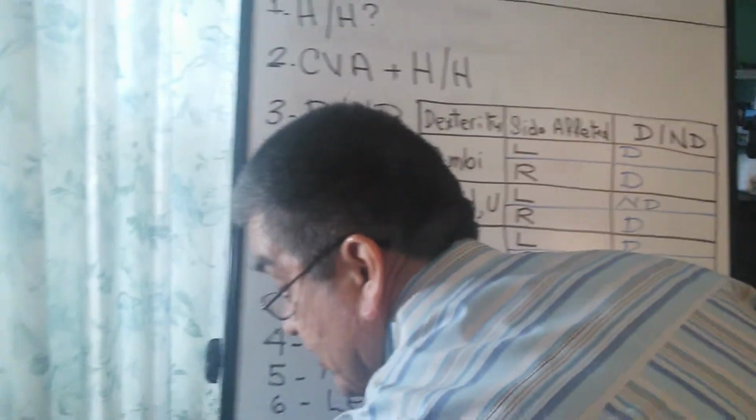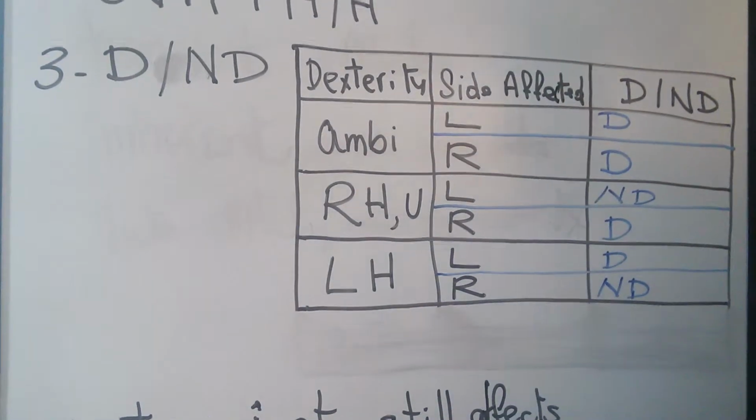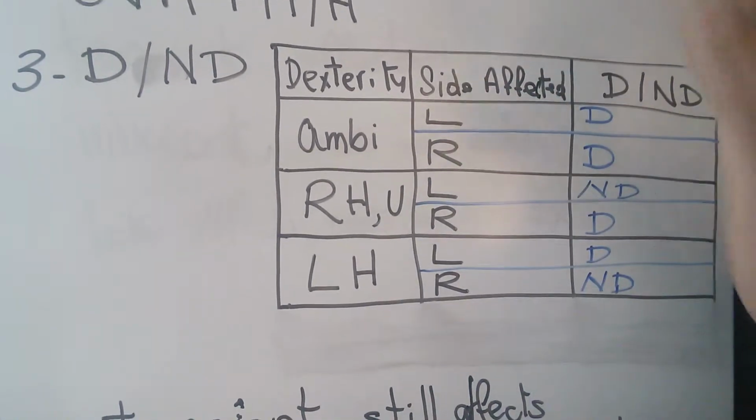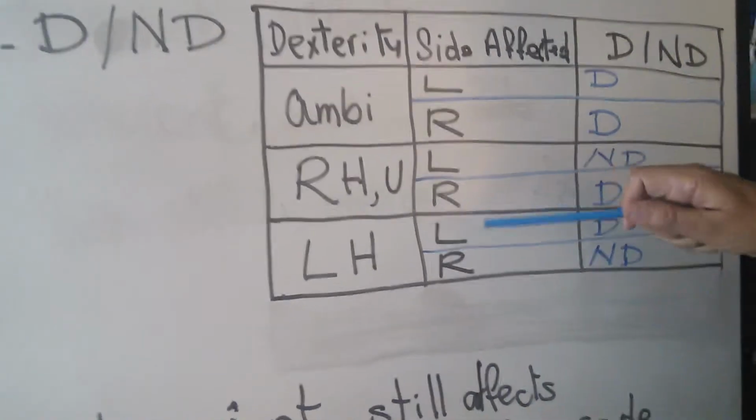This is the dexterity. Now, the side affected means what side do you have? Let me just correct this a little bit here because it's the side affected, right? What side was affected with the hemiplegia or hemiparesis? The left or the right.